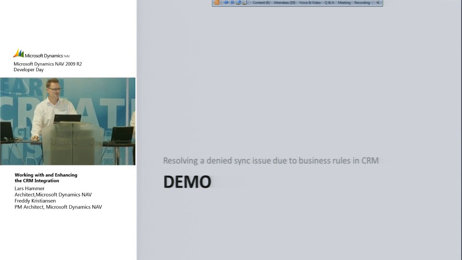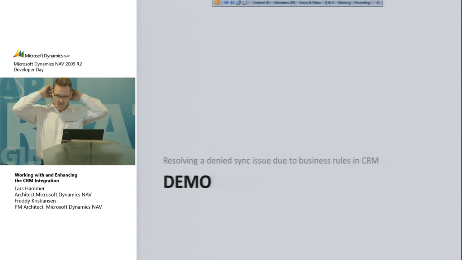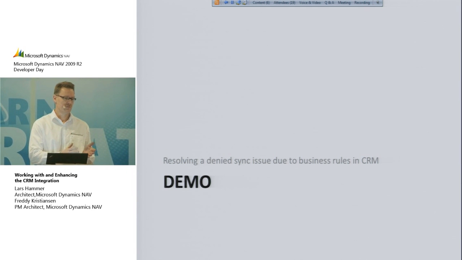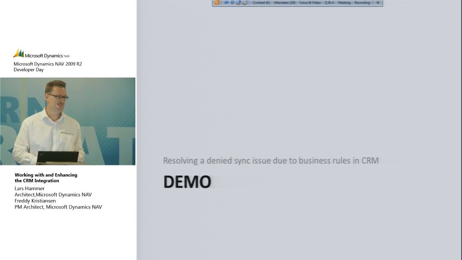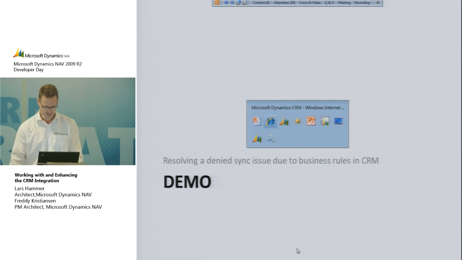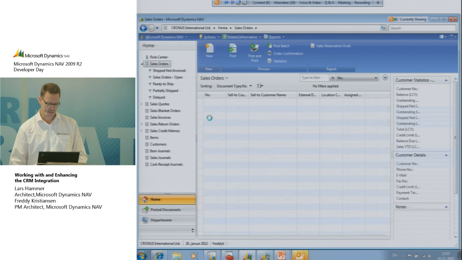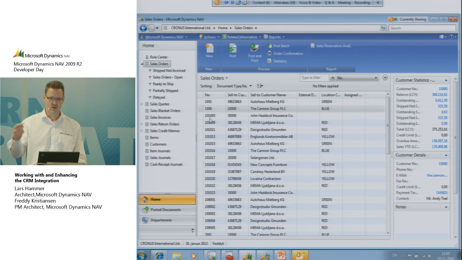So what I'm going to demo now is what happens if something goes wrong in the synchronization. If I create something in NAV that for some reason cannot be integrated into CRM. In my demo data, I have a number of currencies that are either from the past, where a lot of these currencies still existed, and those are not inside of CRM, or they still exist but are just not created inside of CRM. Let's go inside of NAV and create an order, and I'm going to use a currency code that's not created inside of CRM.